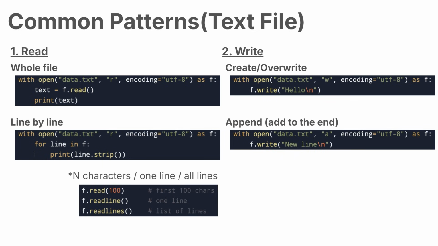2. Read line by line. For bigger files, or when each line means something on its own, we loop for line in f. Here I strip the newline with the strip function, so the output looks clean. This pattern is memory friendly and great for processing logs or lists.